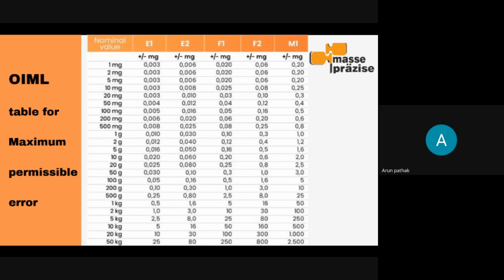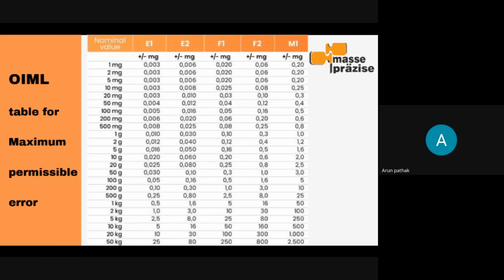For E2 class it becomes 0.006, that means values will be 0.994 to 1.006. So basically, as we are moving from E1 to M1, the band of error is increasing. That means the accuracy of the weight is decreasing. In F1 class, there is a limit of 20 microgram, F2 has a limit of 60 microgram, and M1 has a limit of 200 microgram.